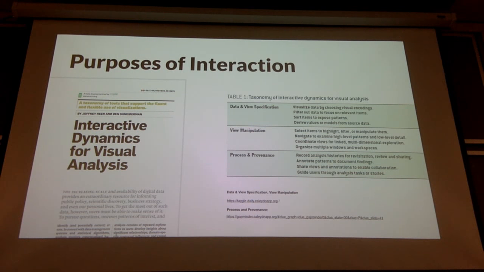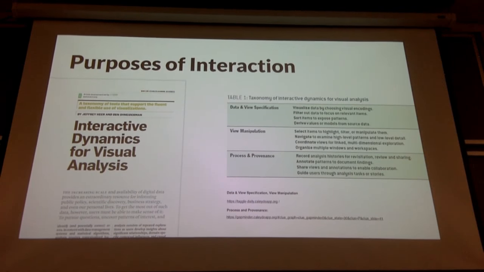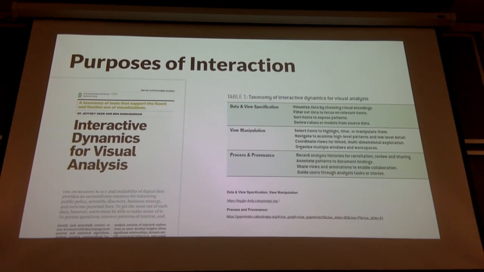Yeah. So they basically describe different attributes or things that good interactive visualizations should have, and gave a breakdown. They put it in three major categories, they called it a taxonomy, I guess: data view specification, view manipulation, and process and provenance. And then for each one they had four little subcategories where they described different tools that are available or things that you should do, shouldn't do. That's pretty much it.